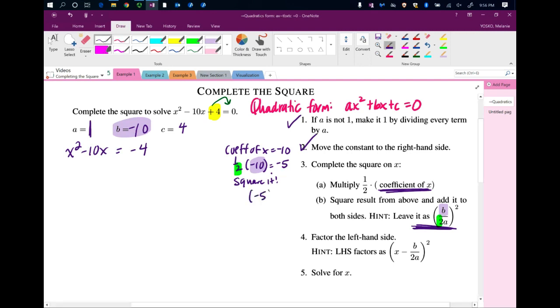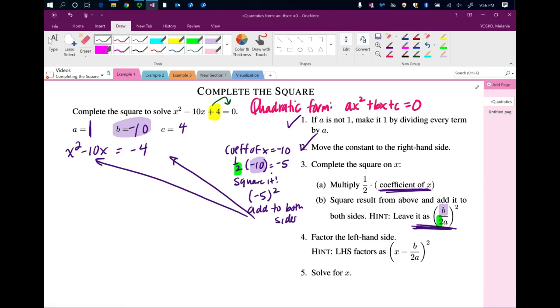So I'm going to leave it as negative 5 squared. And I'm going to add to both sides up here. Remember that this is an equation. If I add something to the left-hand side, I better add it to the right-hand side. So that's what I'm doing right here. I'm making sure that I don't violate any math rules.